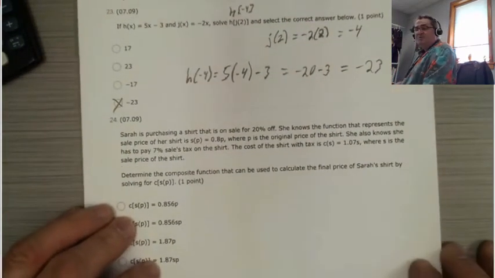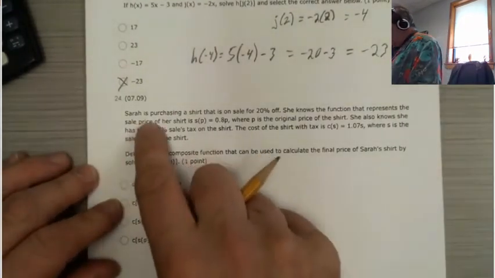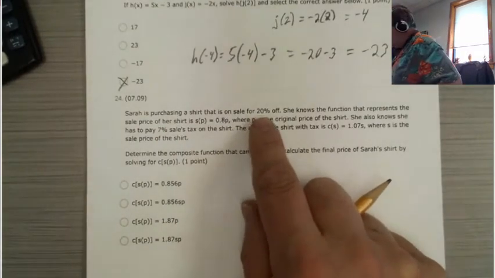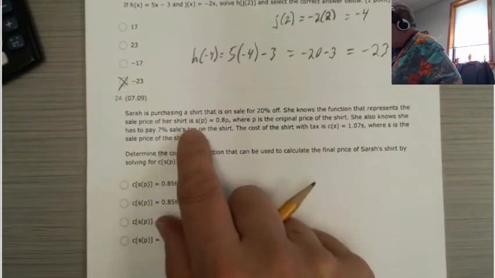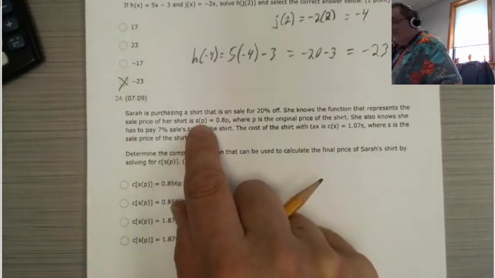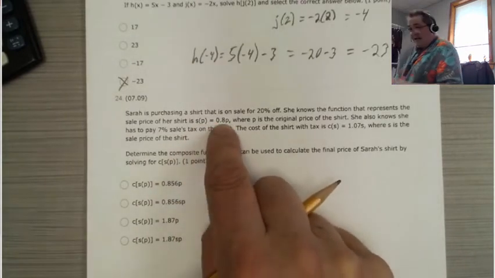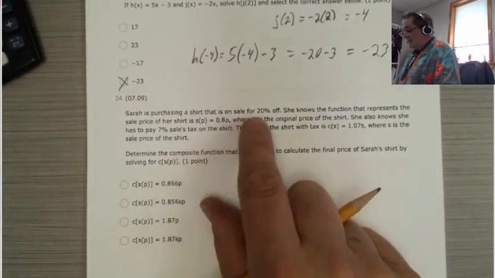All right, here's a word problem. Not too bad, though. We can relate to this. Sarah's purchasing a shirt. It's on sale, 20% off. She knows the function that represents the sale price per shirt is s of P equals 0.8 times P, whatever the price of the shirt is. Whatever the shirt costs, you multiply it times 0.8, and that is the price because 0.8 is 80%.